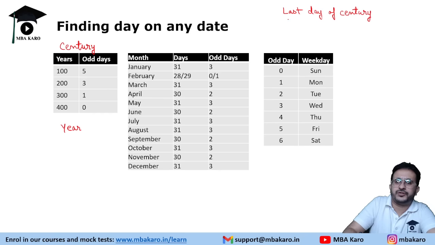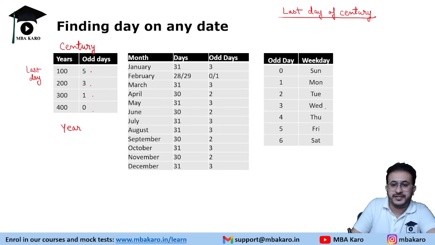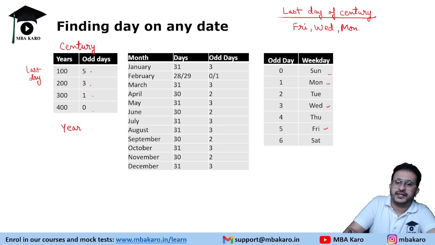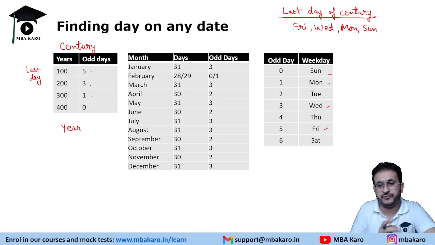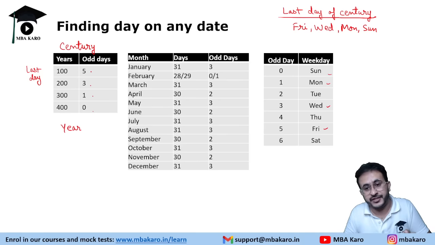Okay, sometimes there is a question on the last day of a century. Now 5310, last day of century. Okay, these are the last days. 5310 means 5 is Friday, 3 is Wednesday, 1 is Monday and 0 is Sunday. So sometimes they ask which of the following cannot be the last day of the century. So the last day of the century has to be Friday, Wednesday, Monday or Sunday.